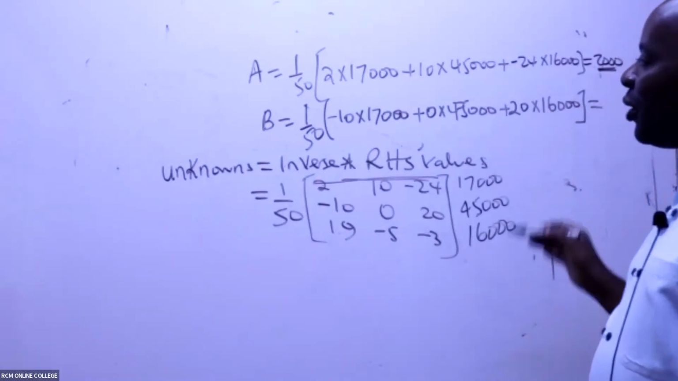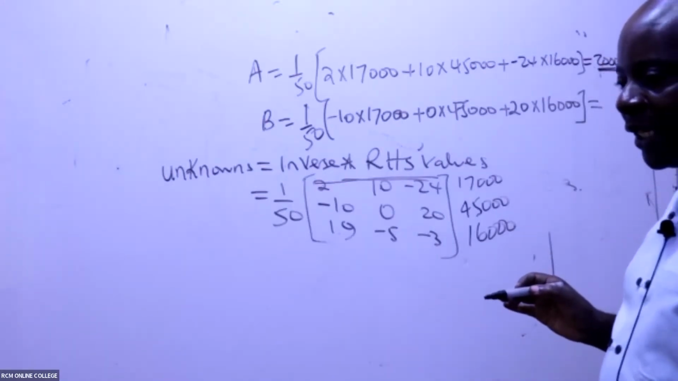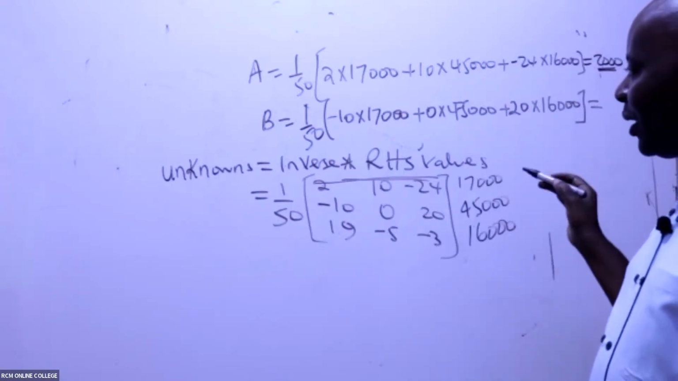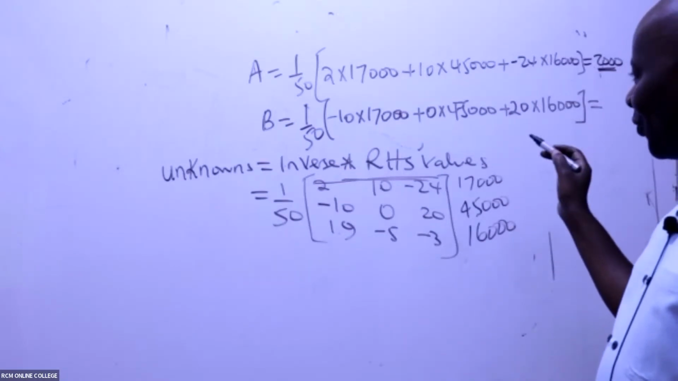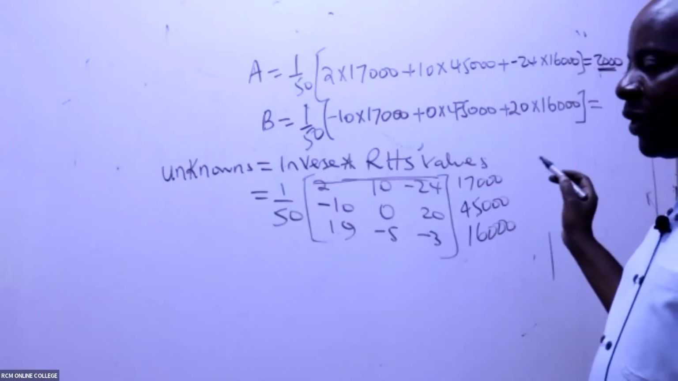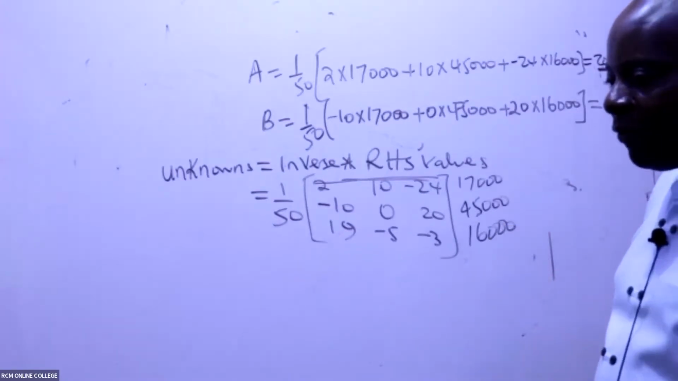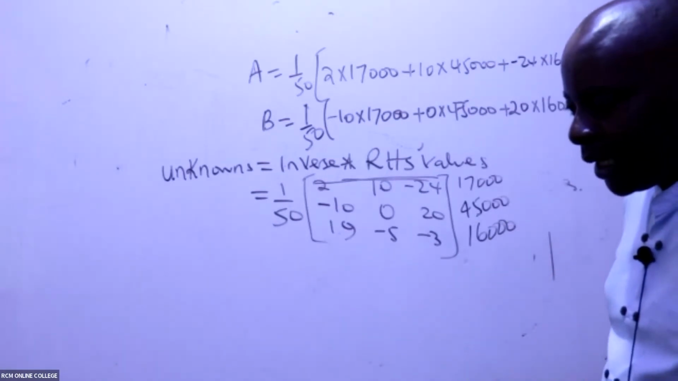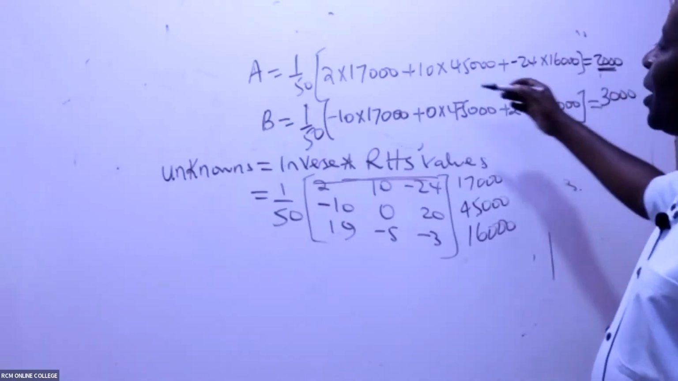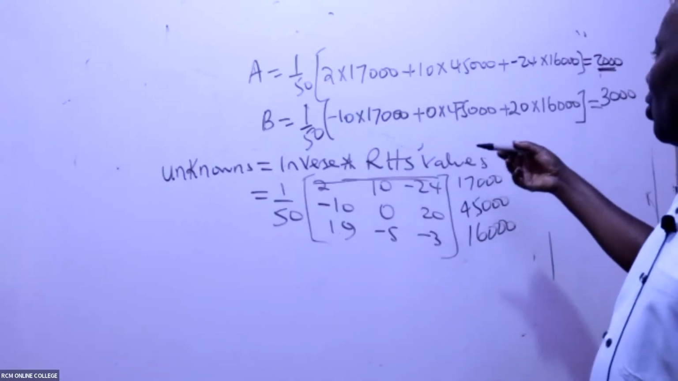First of all, finish what we have in brackets: minus 10 times 17,000 plus 0, of course, plus 20 times 16,000 equals whatever you get, then you divide by 50. De La Mare is giving me a figure of 3,000. You see, dividing by 50 is the same as saying times 1 over 50. Then now you go to C.